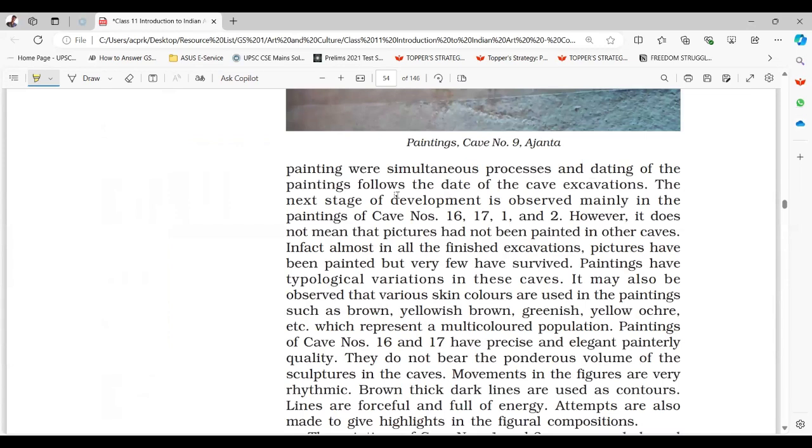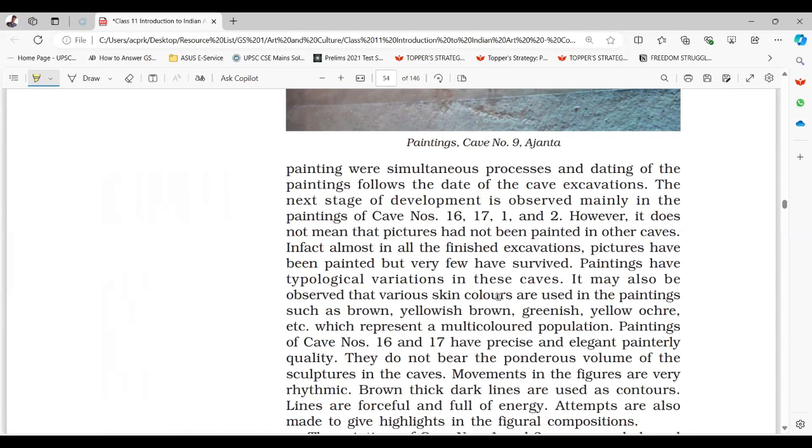The next stage of the development is observed mainly in the paintings of cave numbers 16, 17, 1 and 2. However, it does not mean that the pictures had not been painted in other caves. In fact, almost in all the finished excavations, pictures have been painted, but very few have survived. Paintings have typological variations in these caves.